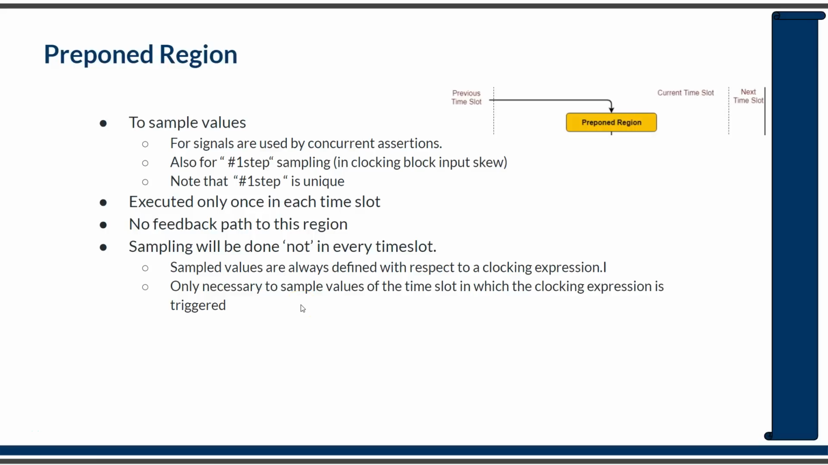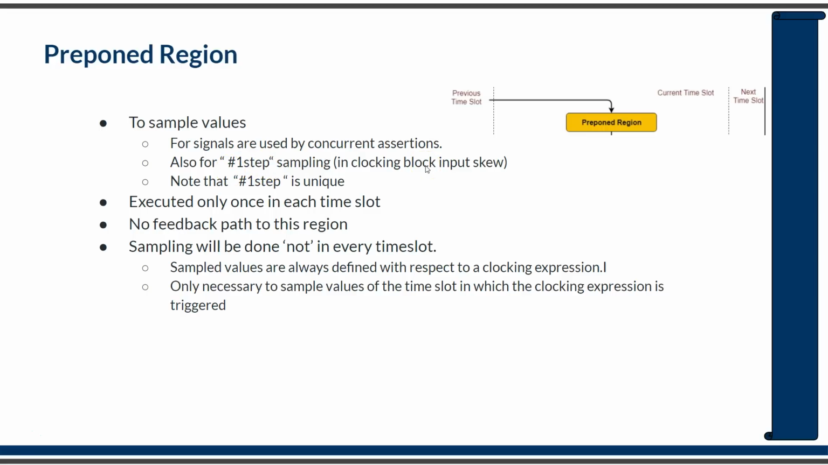First, we will see what will happen in the Preponed region events. The Preponed region in every time slot is used to sample values in this event. Note that the sampling will happen only for signals that are used by concurrent assertions, and also for the signals of variables that are using an explicit #1step sampling in a clocking block input queue.